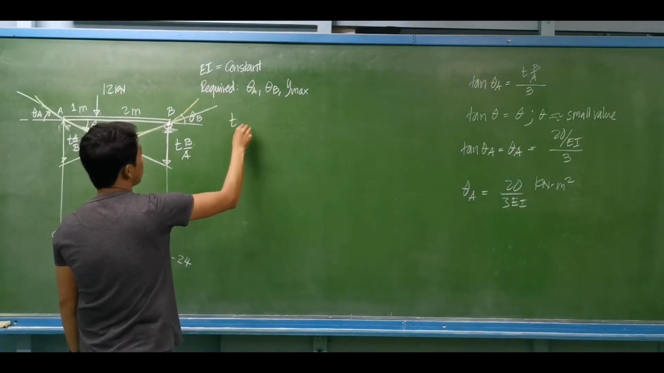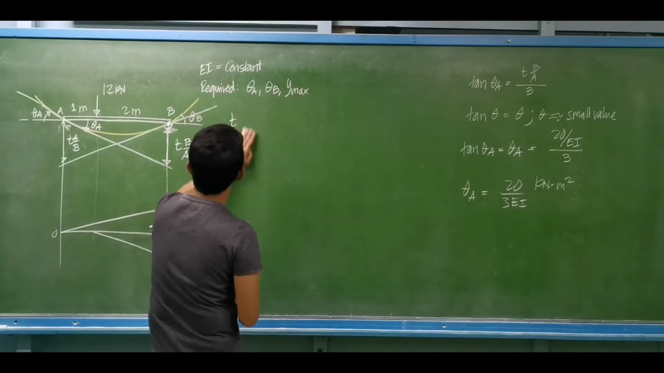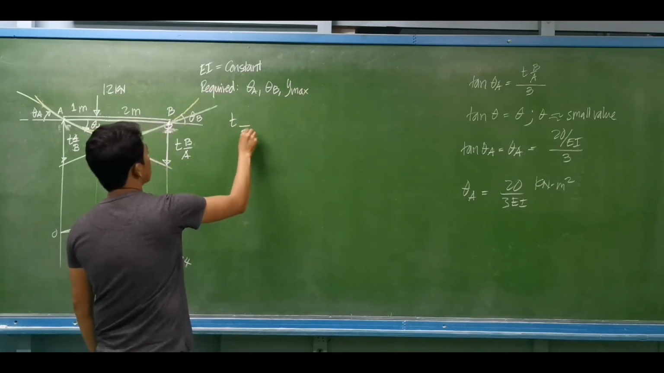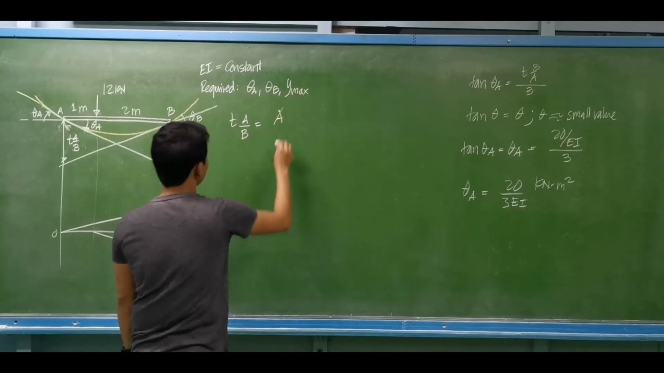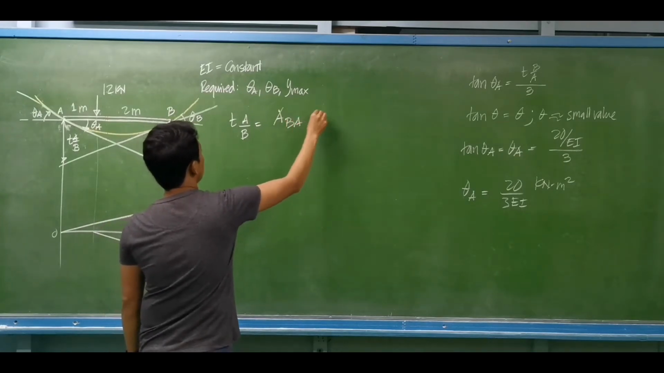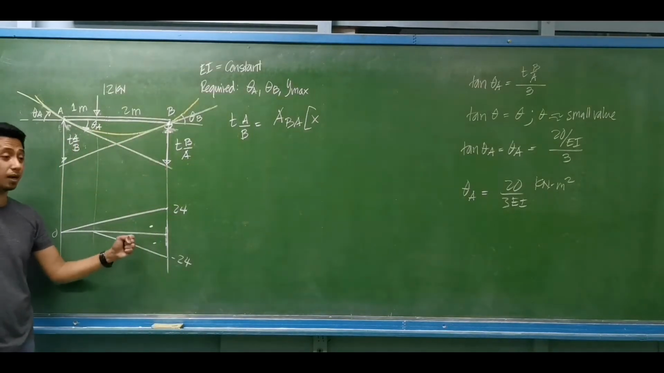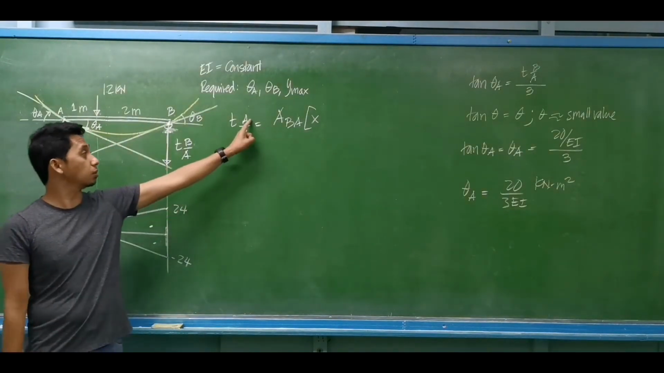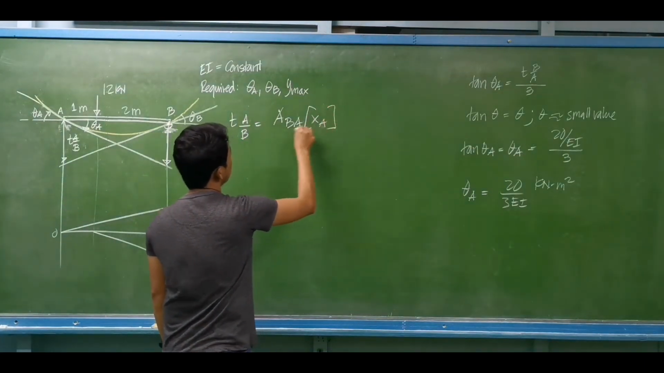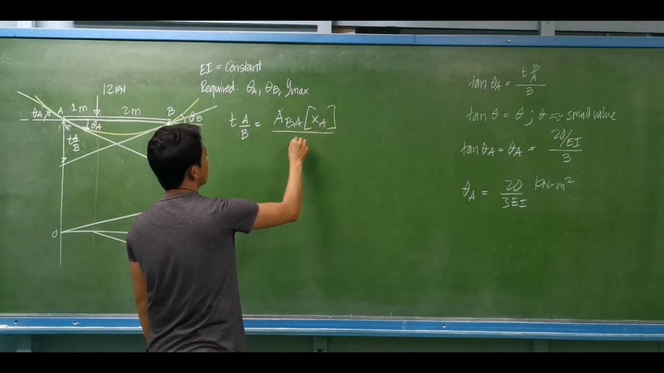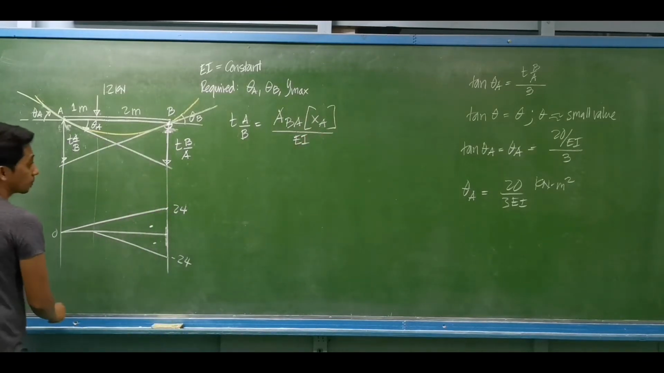So how to compute for that value? We have the deviation from A to B, from B to A. The deviation from B to A is equal to the area of the moment diagram from B to A, multiplied by the distance of the centroids of the areas towards point A, the one in the numerator, divided by EI.